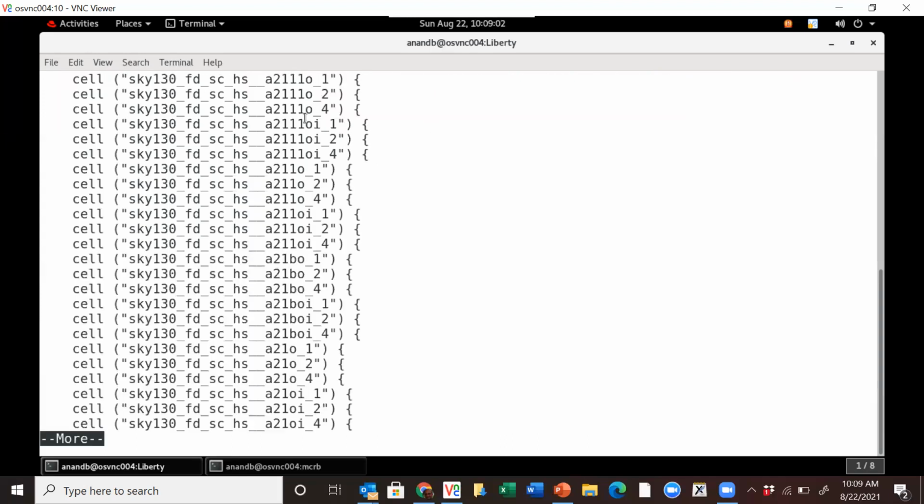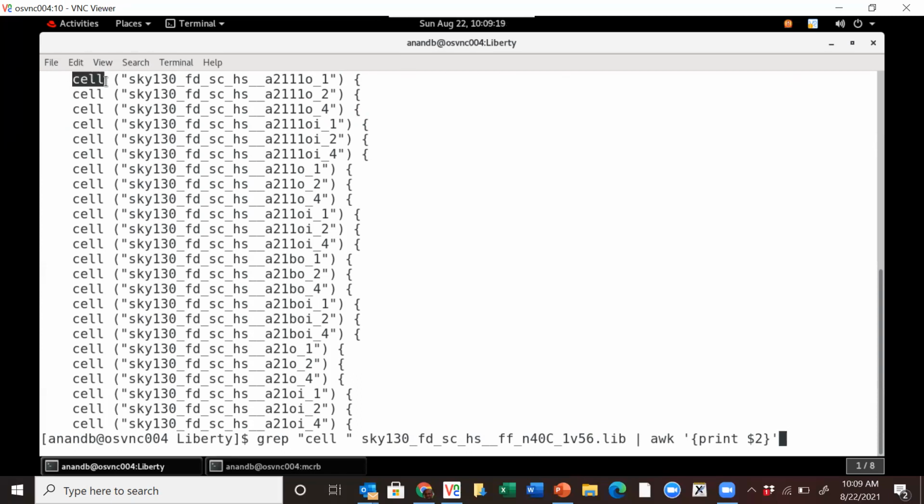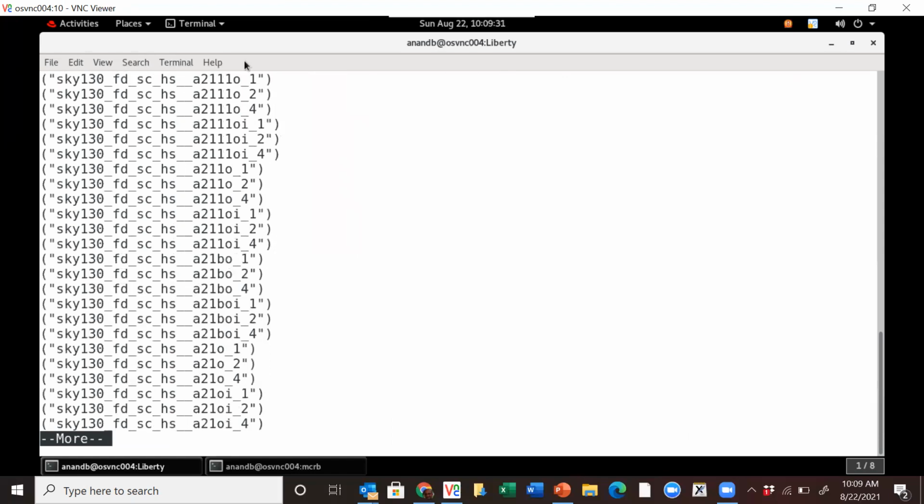Let me just list them all out. So the way to do that is in Unix, I can use the Unix awk command, and I'm going to print the second field, which is this one. That's what I'm interested in. So I'm going to say print $2, because the first field is the word cell. The second field is this entire thing here. And the third field is just this curly bracket. So I'm going to print this $2, which is the second field. And when I do that, I just get all of these cells.